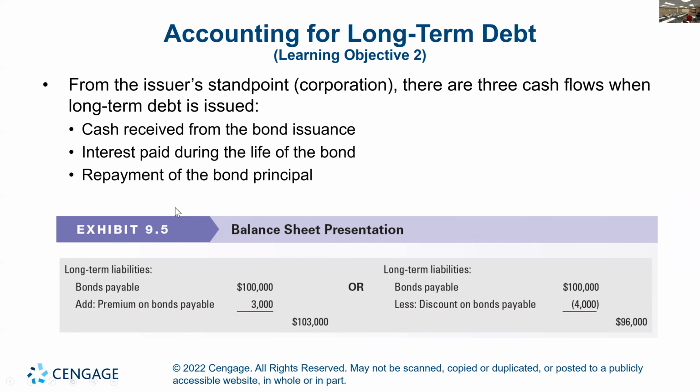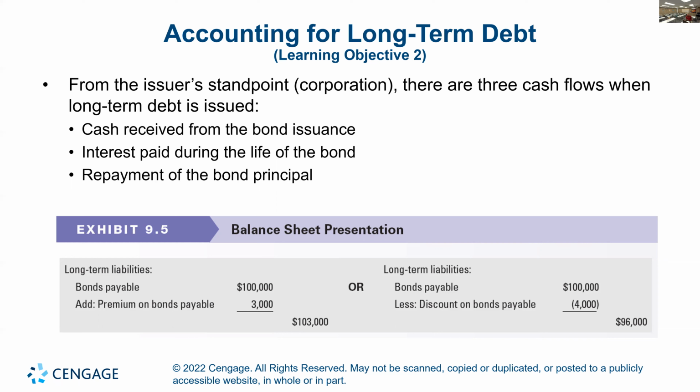Okay, so accounting for this long-term debt, when we issue it, there's going to be a premium or a discount, okay? No matter whether it's a premium or a discount, it is going to be attached to the long-term liability. It's kind of like those contra accounts, the accumulated depreciation and the allowance for doubtful accounts. It's attached to those specific accounts. Well, the premium and the discounts are always going to be attached to the bonds payable. Premiums get added to the bonds payable, and that's how we're going to present them, okay, on the balance sheet.